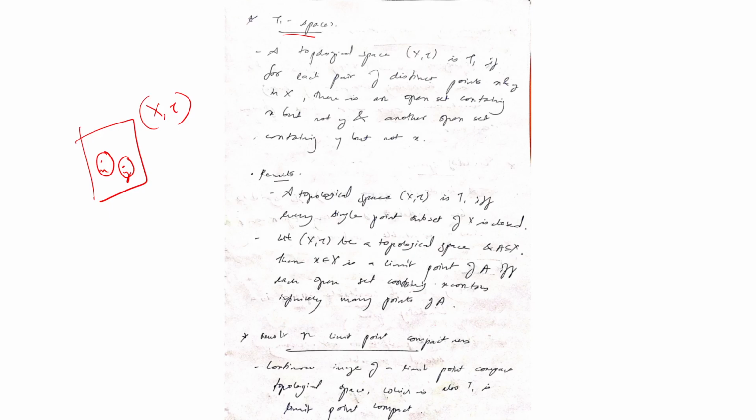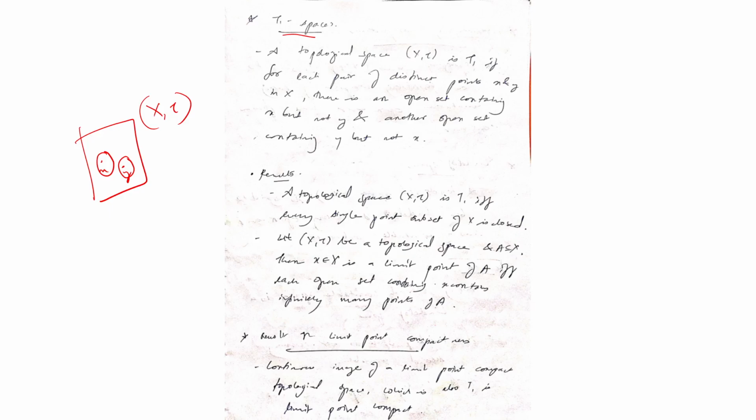Yes, in T2 we talk about the disjoint open sets, and in T1 we will be having two open sets but they may not be disjoint. Yes, here it may not be disjoint.